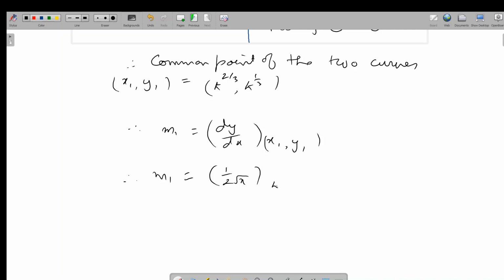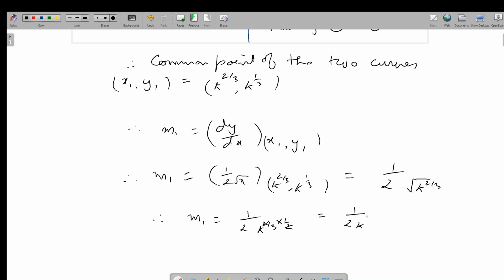That is at (k raised to 2 by 3, k raised to 1 by 3), and that will be equal to 1 by 2 raised to root of k raised to 2 by 3, and this will give us therefore m1 equal to 1 by 2 k raised to 2 by 3 into 1 by 2, and this will give us equal to 1 by 2 k raised to 1 by 3. So this is our m1.